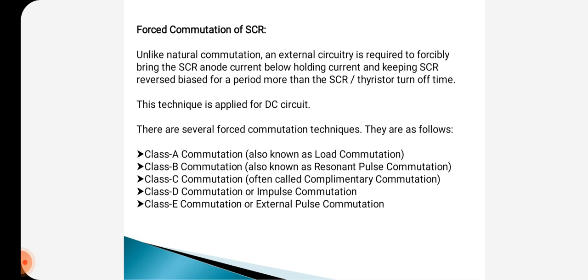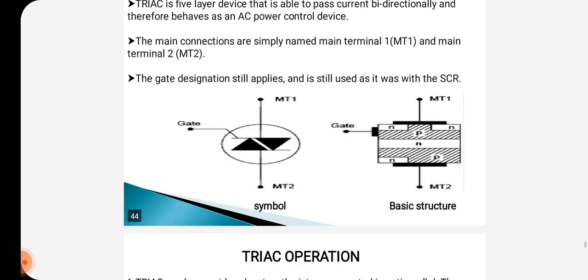They are as follows. They are of five types: class A commutation, also known as load commutation; class B commutation, also known as resonant pulse commutation; class C commutation, known as complementary commutation; class D commutation, also known as impulse commutation; and class E commutation, known as external pulse commutation.